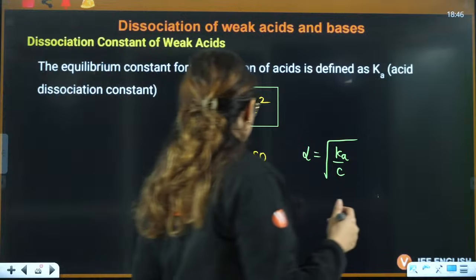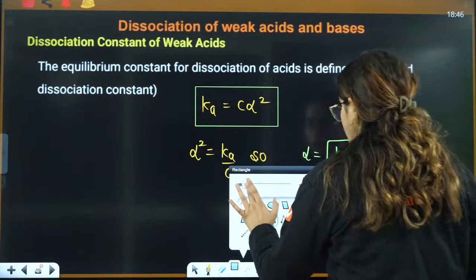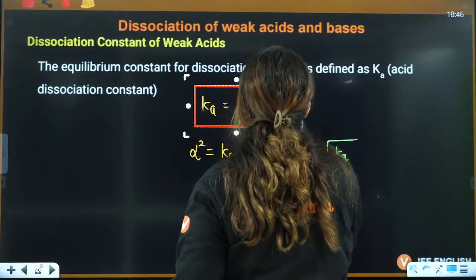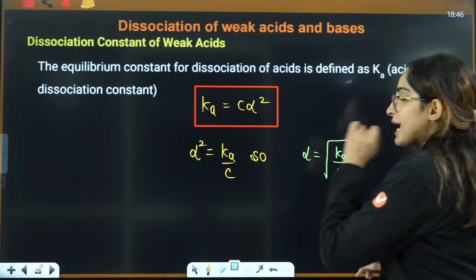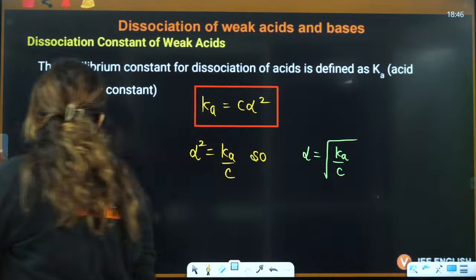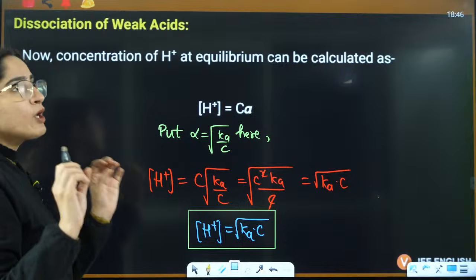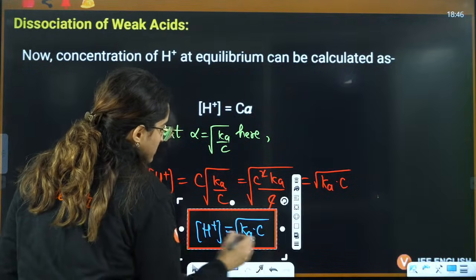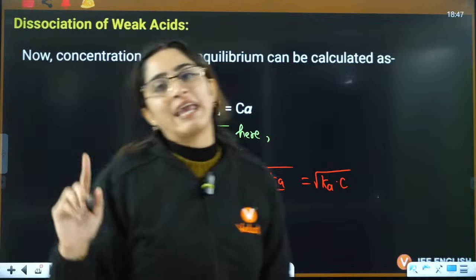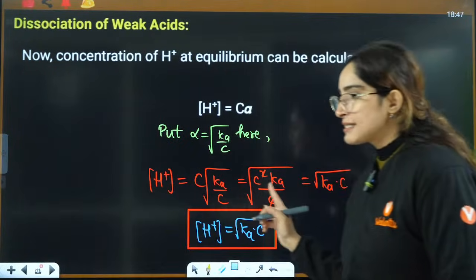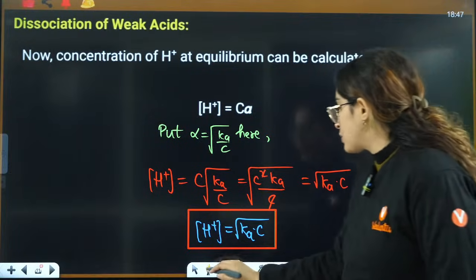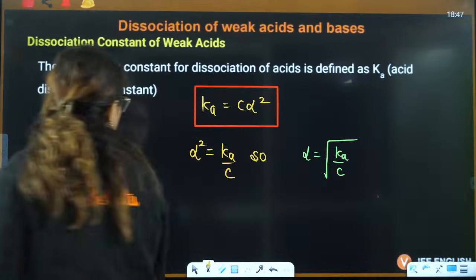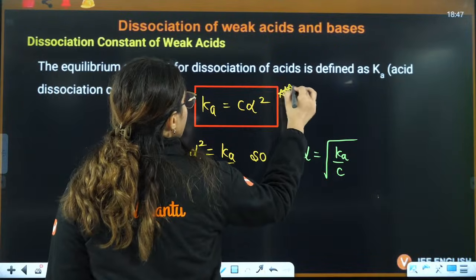one thing I am marking in a red box, what you have to remember. Whatever I have marked in the red box, that you will remember. Ka is equal to C alpha square. This is the first thing, that formula should be on your tips. Then you must remember that H positive concentration is equal to under root of Ka into C, right? This is a very important formula, right?